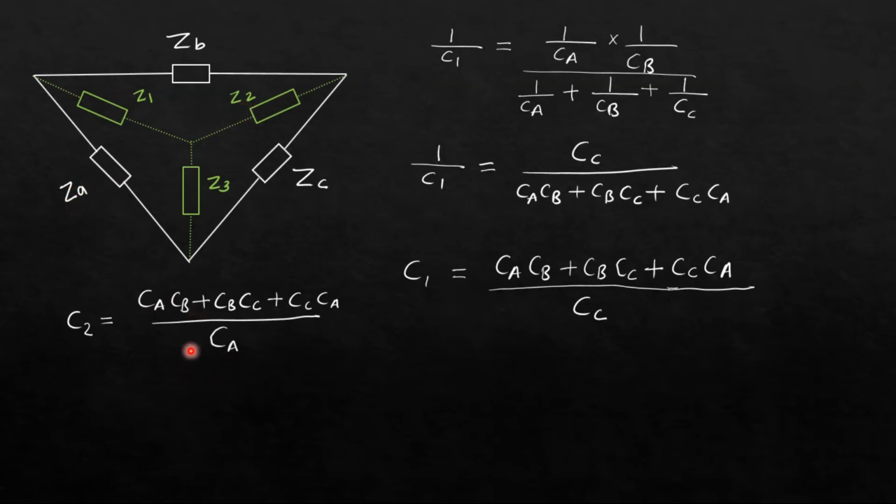So in this way, you can write for capacitance also. Now for C3, the numerator will be the same, CA/CB, CB/CC, CC/CA divided by, in opposite to C3, CB is there. So divided by CB.